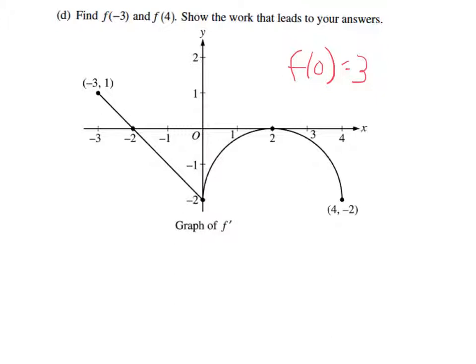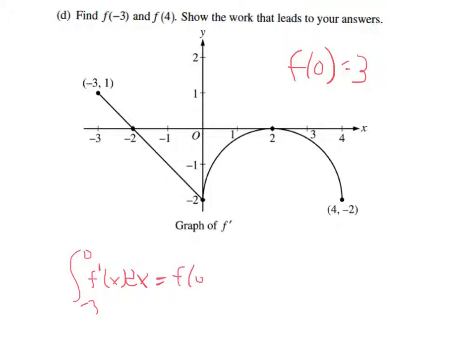And so what you want to use on this problem is the fundamental theorem of calculus. You can look at it a couple different ways, but it does come down to a fundamental theorem of calculus problem. Probably the easiest way of thinking about it is the integral. So I know f of 0 is 3, and I want to find, let's say, f of -3.